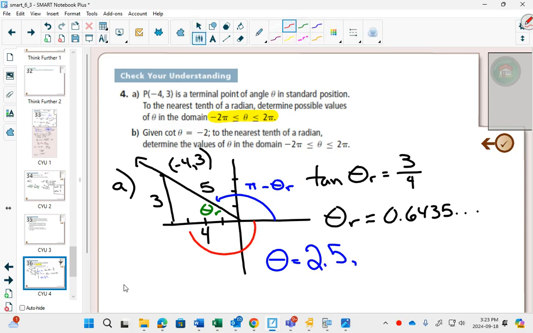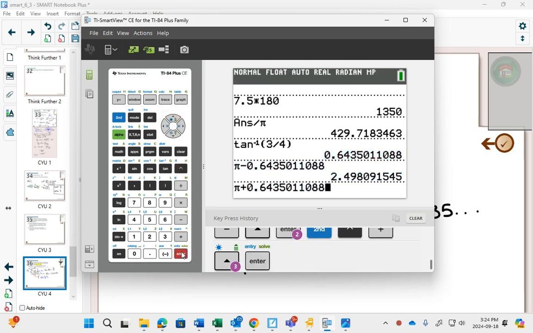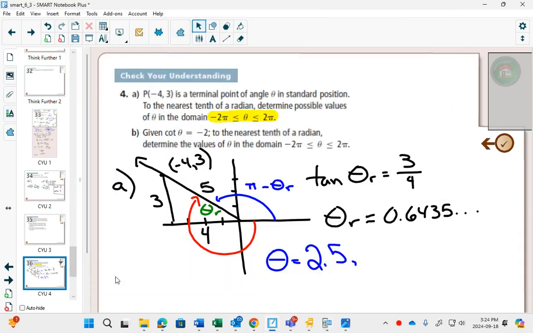Then this angle in the negative direction. Well, if it was in degrees, do you see that you would do 180 degrees plus your reference angle? And then whatever answer you get, just make it negative because it's going in the opposite direction. I'm going to do the same thing here. I'm going to take pi plus my reference angle, 3.8, and make it negative because I'm going in the negative direction. Same idea as degrees.